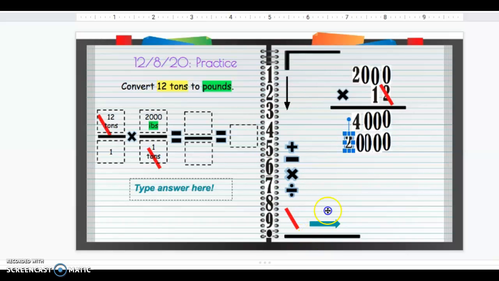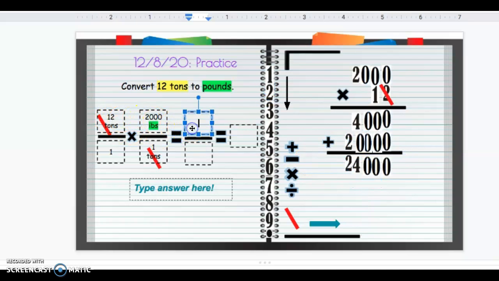So now we have to add those up. 0 plus 0 is 0, 0 plus 0 is 0, 0 plus 0 is 0, 4 plus 0 is 4. Whoops, we don't need that, we need a 4. And then we have the 2 that gets brought down. So the answer for 12 times 2,000 is 24,000.